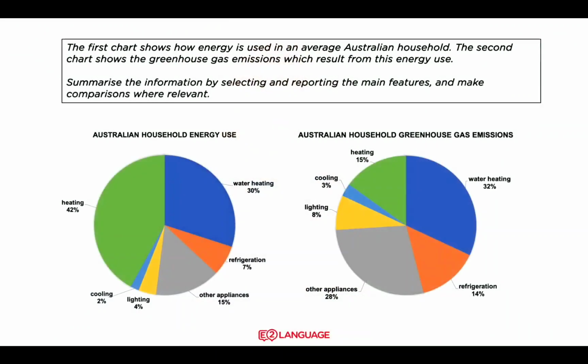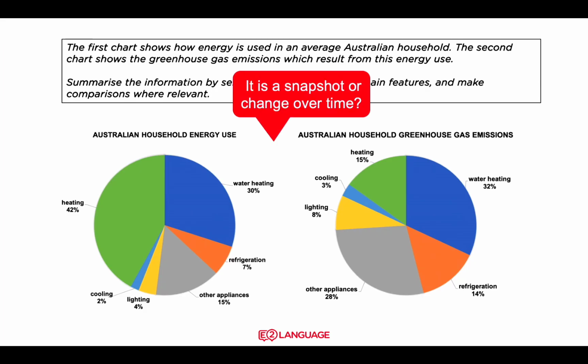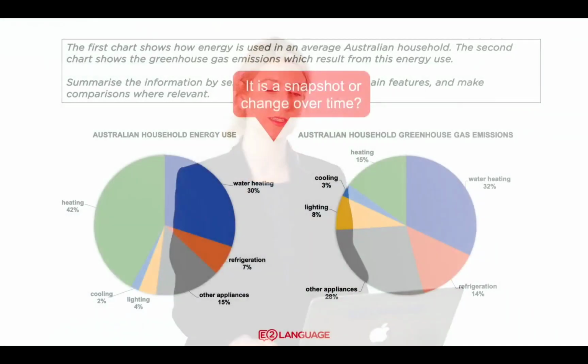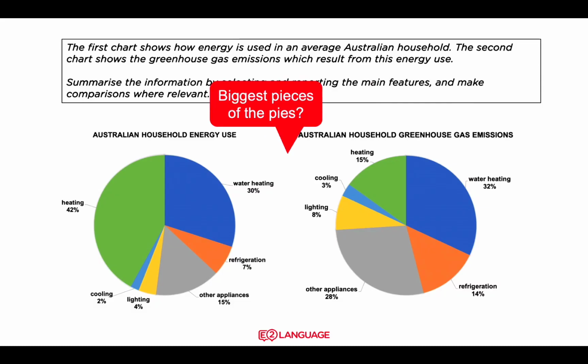So the first thing to think about with pie charts is, are we looking at change over time, 1 year compared to another year, or are we looking at a snapshot, just one point in time? And you'll notice in the instructions up here, we don't have any information about the time. So we could presume that this is current figures or perhaps slightly in the past. And clearly it's a snapshot. We're not looking at 1 year compared to another year, but that might happen in another kind of pie chart task. So 2 snapshots.